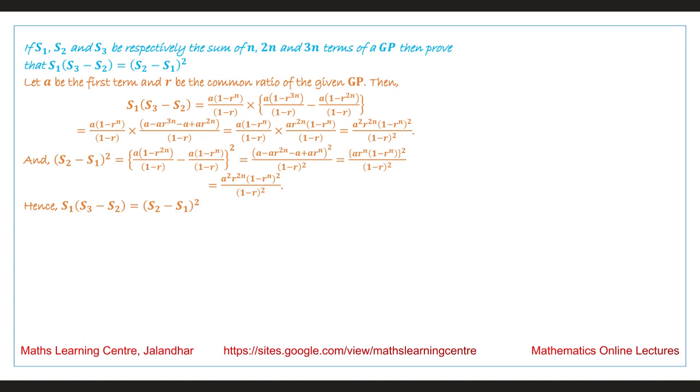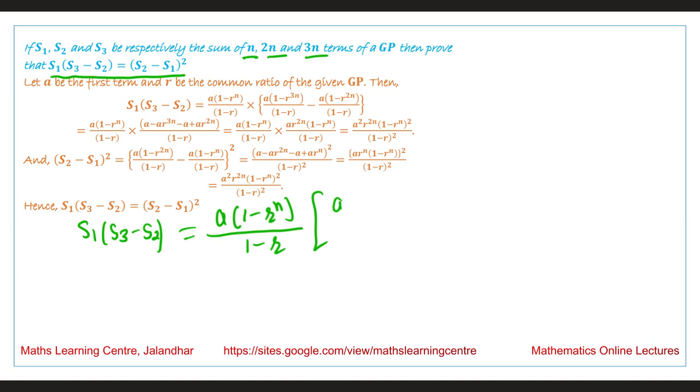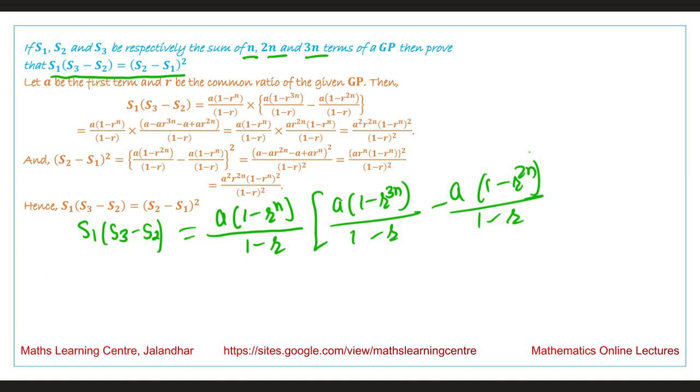Next is: if S1, S2, S3 are respectively the sum of n, 2n and 3n terms of a GP, prove this statement. If we substitute the values, S1 is a into 1 minus r raised to the power n over 1 minus r, the sum of n terms. We take S1 into S3 minus S2, which is a into 1 minus r raised to the power 3n over 1 minus r minus a into 1 minus r raised to the power 2n over 1 minus r.